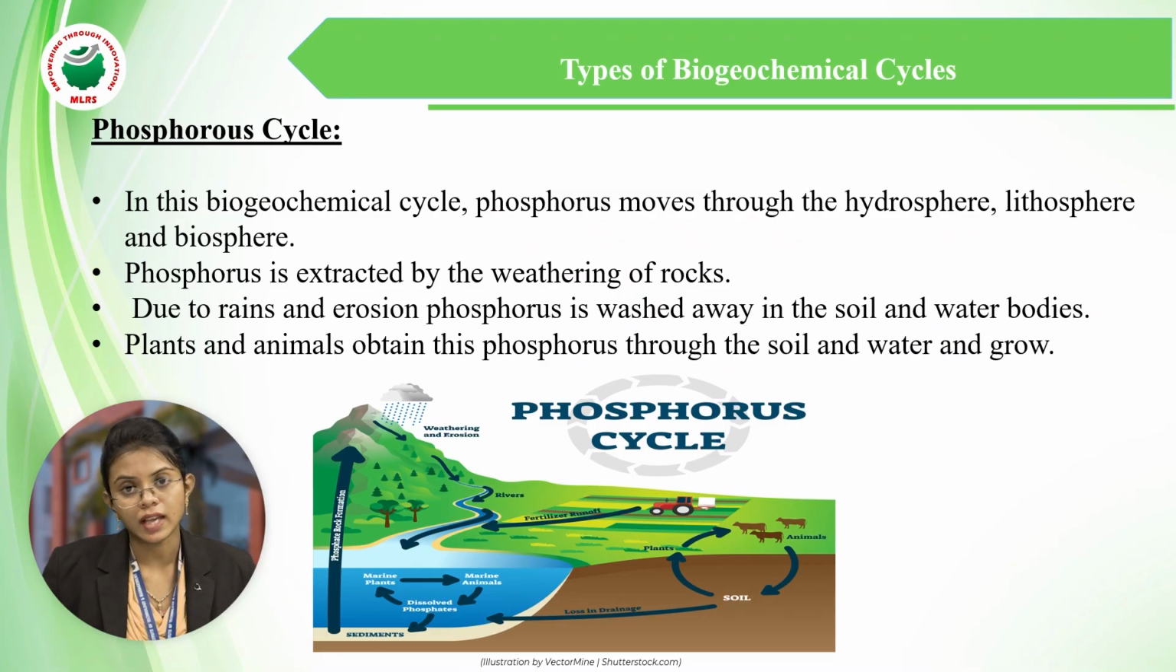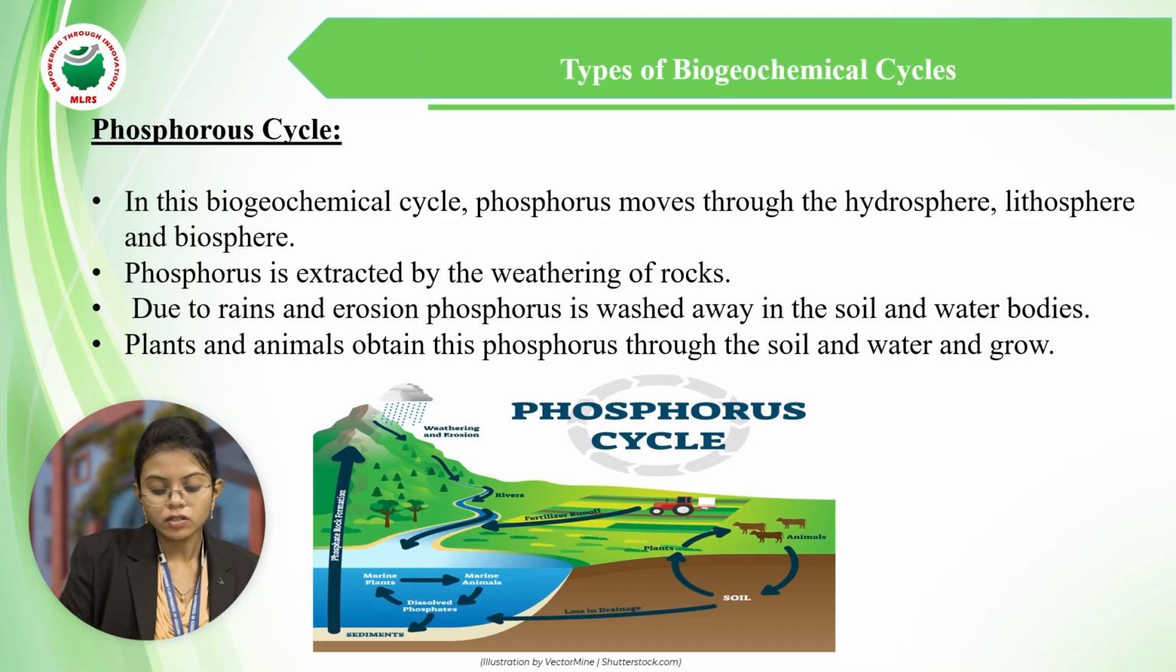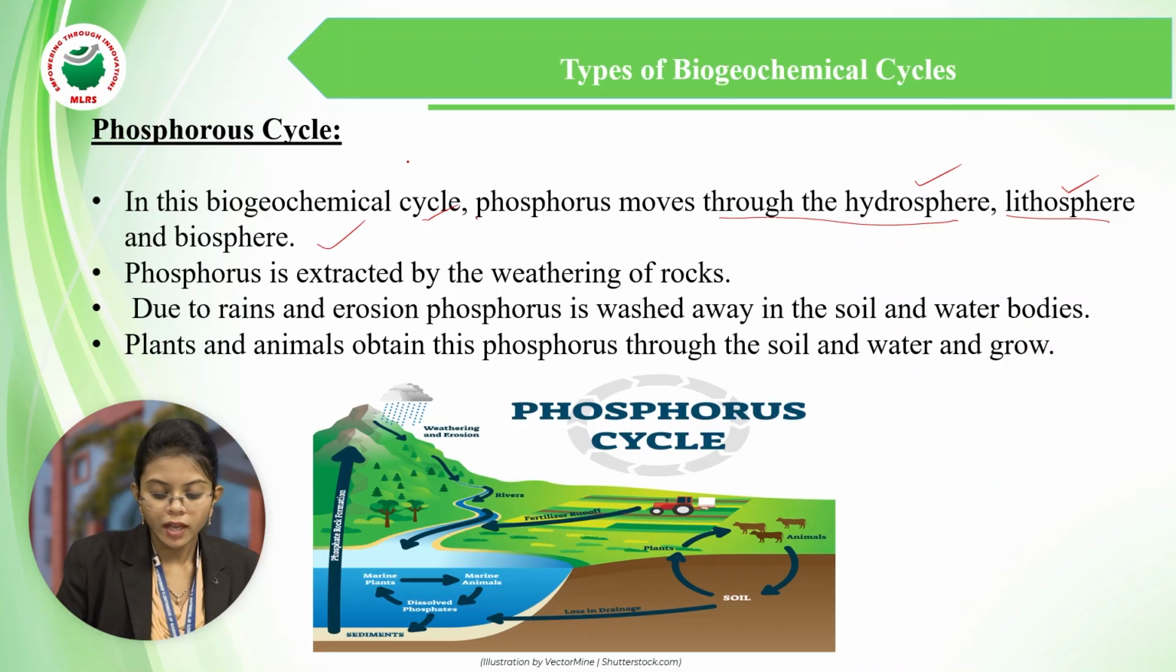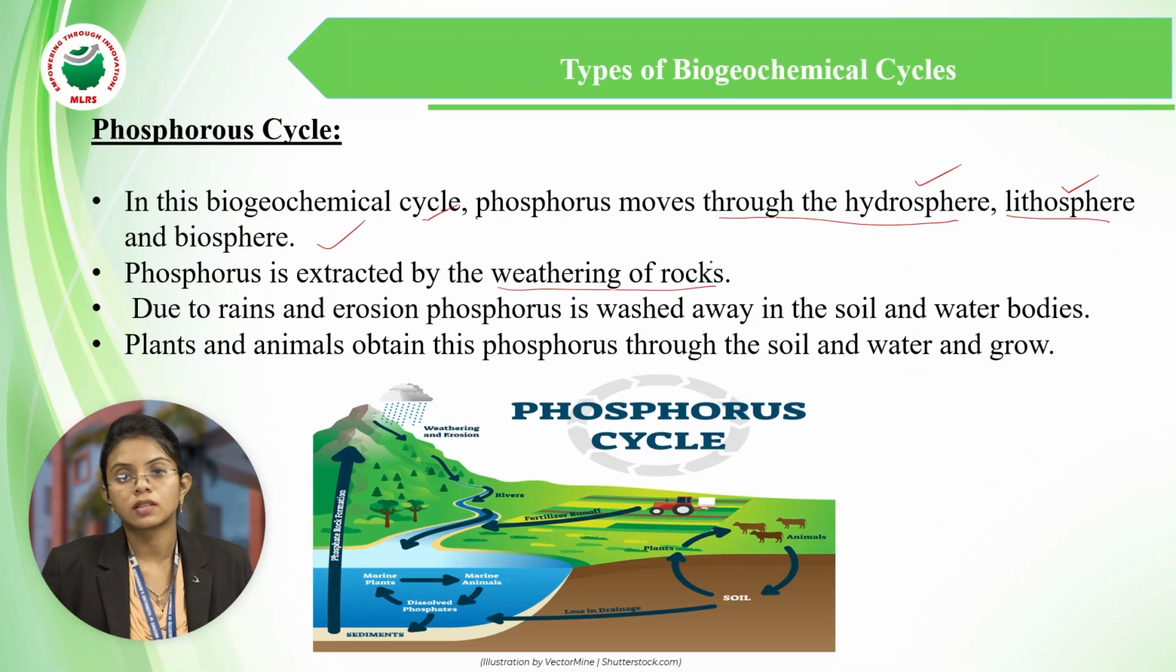So the next cycle we have is the phosphorus cycle. It comes under the sedimentary cycles under biogeochemical cycles. This phosphorus moves through the hydrosphere, lithosphere and biosphere. So it will be transferring through the hydrosphere, lithosphere and the biosphere. Phosphorus is extracted by the weathering of rocks. So it is mainly extracted by the weathering of rocks.